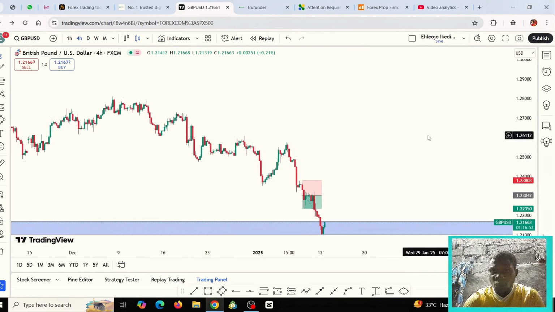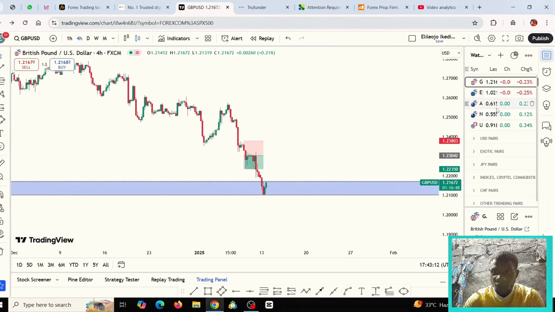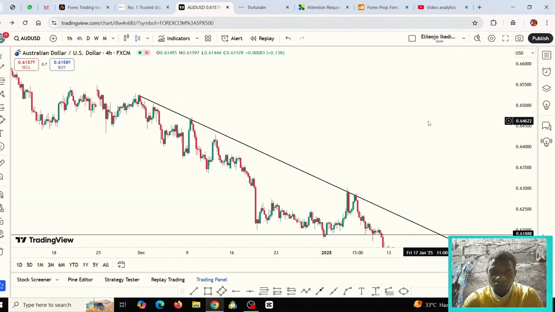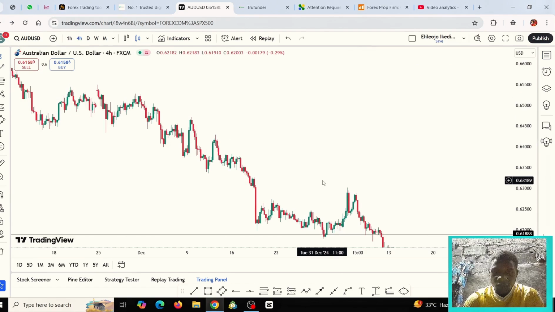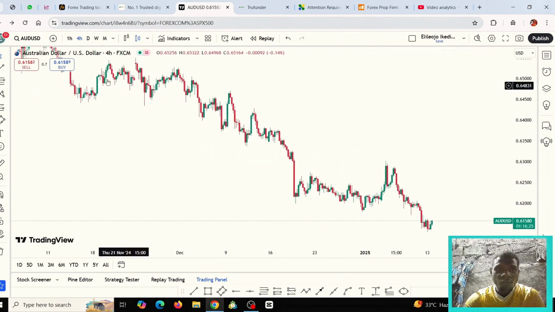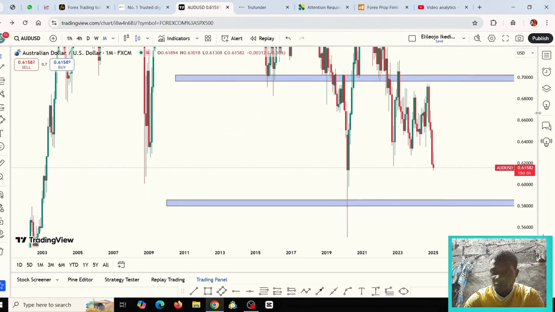Now let's pick up another currency pair. Let's take a look at AUD USD. Going to delete this. I'm also going to delete this. Now let's start from the monthly time frame. AUD USD, you must start from the monthly time frame.